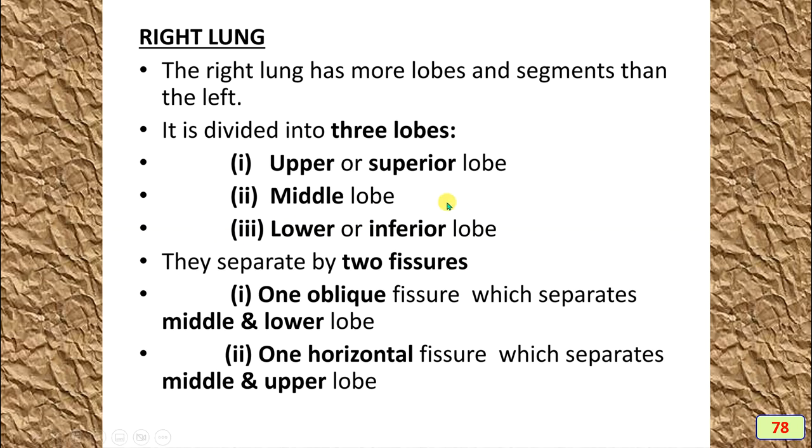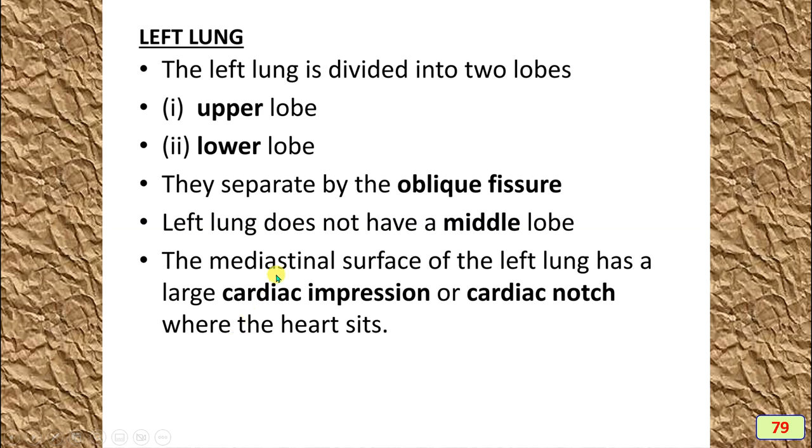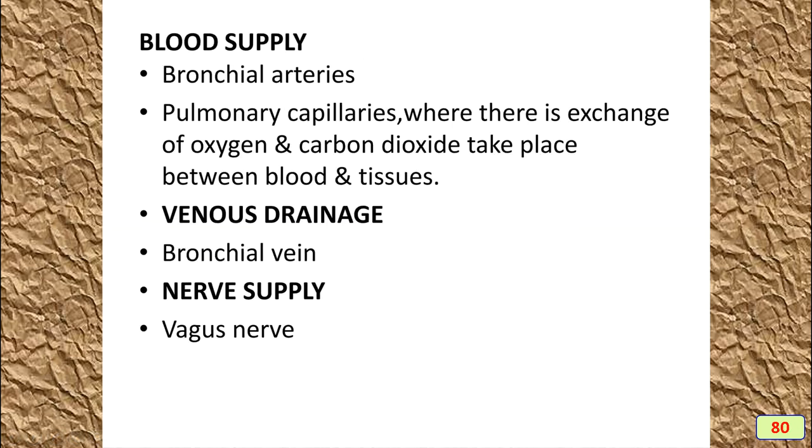So the right lung and left lung are both classified as upper, middle, or lower, and one oblique fissure may be there which separates the middle and the lower lobe. So these are all the anatomical structures: upper lobe, lower lobe, oblique fissure, middle lobe, and also the cardiac notches, which are always present in the lungs.